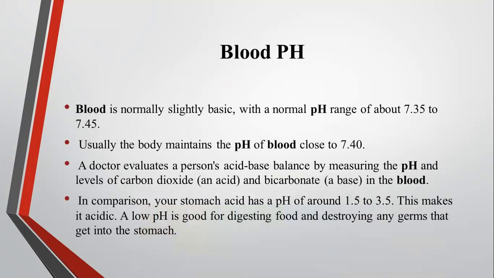Blood pH. Blood is normally slightly basic, with a normal pH range of about 7.35 to 7.45. Usually the body maintains the pH of blood close to 7.40. A doctor evaluates a person's acid-base balance by measuring the pH and levels of carbon dioxide and bicarbonate in the blood. In comparison, our stomach acid has a pH of around 1.5 to 3.5. This makes it acidic. A low pH is good for digesting food and destroying any germs that get into the stomach.